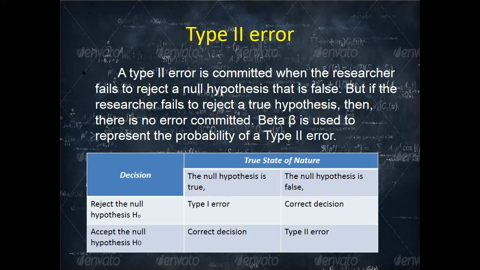Decision: reject the null hypothesis. True state of nature: if H0, the null hypothesis, is true, it is a type 1 error. If the null hypothesis is false, it is a correct decision. Decision: accept the null hypothesis. If H0, the null hypothesis, is true, it is a correct decision. If the null hypothesis is false, it is a type 2 error.